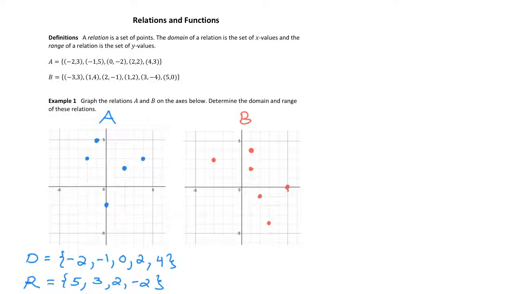And again, looking back at this list of points, not a surprise. 5, 3, 2, and -2. We don't have any other y value. Let's do the same thing for b, but just go through it a little bit more quickly. So again, I want to find the domain and range for this relation. Let's see. I'll start with this point here. I get -3.